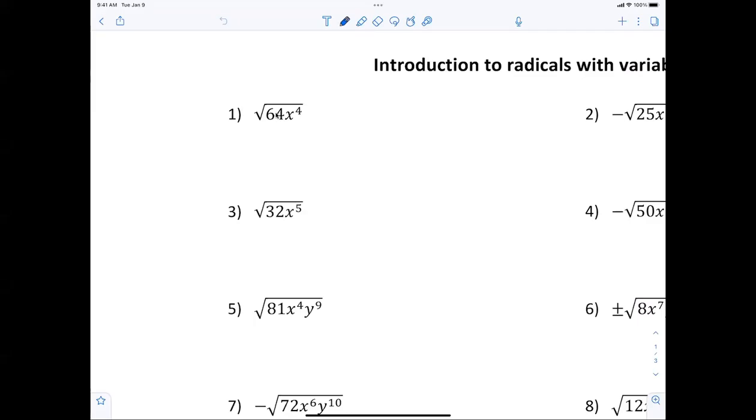All right. We say the square root of 64 is what? 8, because 8 times 8 is 64. So if I said, what's the square root of x to the fourth, you would say what? X squared, because x squared times x squared is x to the fourth. So bear with me, right? So the answer to number 1 is simply 8x squared.